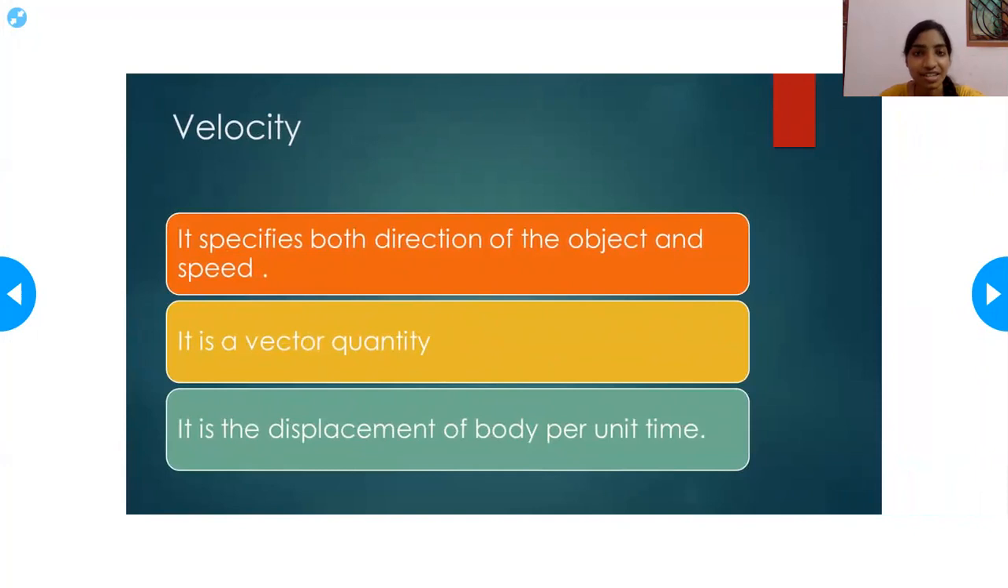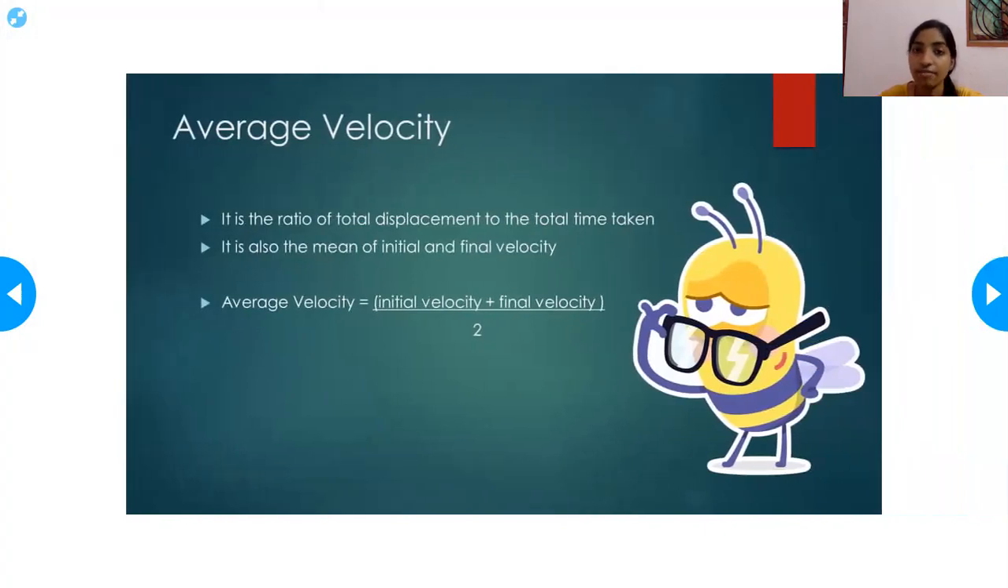Next term, which is an interesting term, is velocity. Velocity specifies both direction of an object and speed. Like we mentioned earlier, it is a vector quantity. That is, it gives you the direction in which the object is moving. Average velocity is the ratio of the total displacement to total time taken. Now remember, displacement, as we studied earlier, is the distance which the object travels from its initial position to its final position. So you have the formula for average velocity as initial velocity plus final velocity by 2.